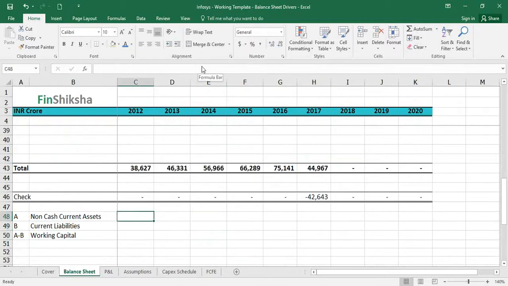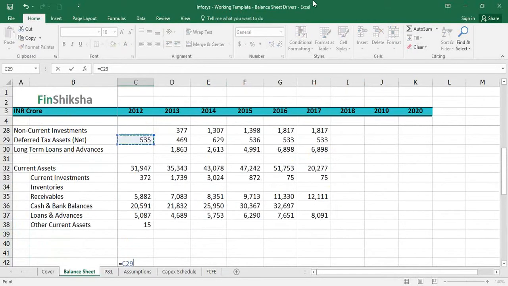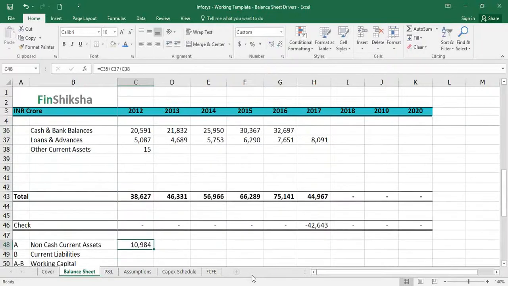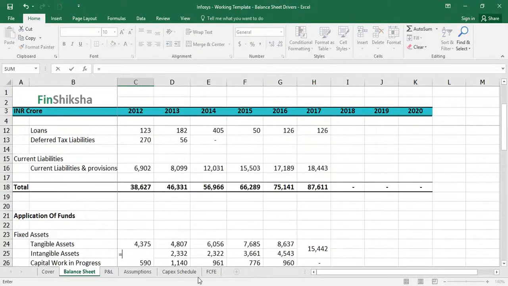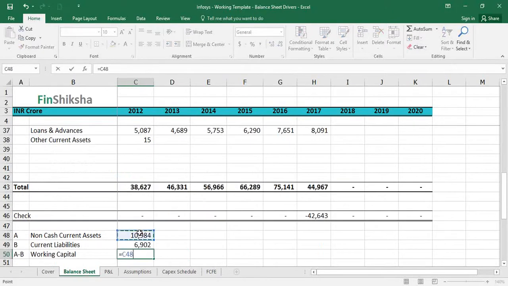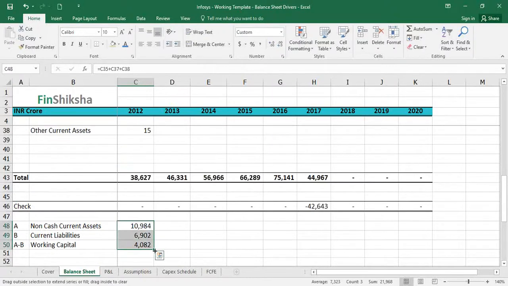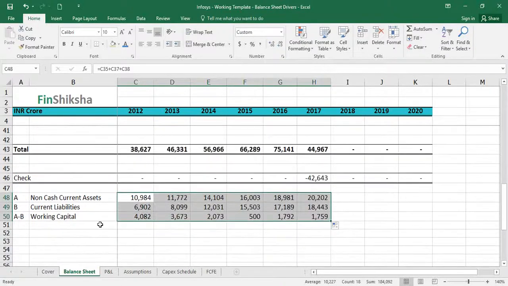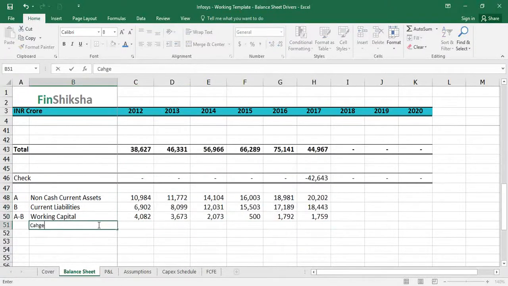Once we put this in, so what is the non-cash current assets? That's my receivables plus loans and advances plus other current assets, if there was any such number. Current liabilities, everything is available. That's 6902. The difference between these two is my working capital. And I can just drag this ahead till this year. And what is change in working capital?